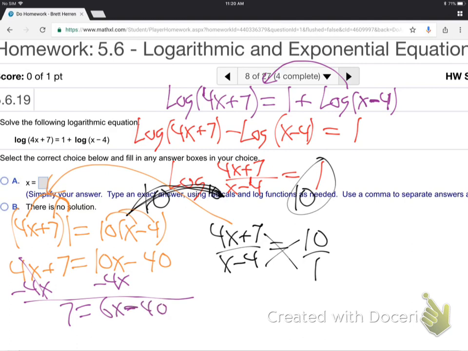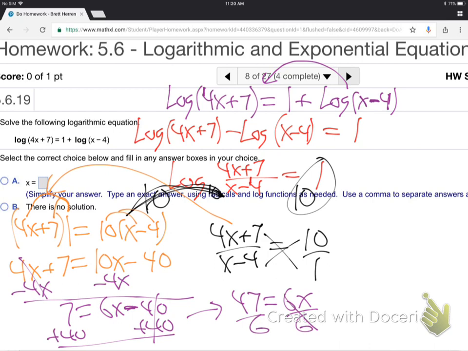Then we got to move the 40. X is saying I want to be alone, so add the 40. Boom. That becomes 47 is 6x. Last step, divide by 6. There we go. 47 over 6. Maybe. Probably. If you don't have time to check, it's probably right.